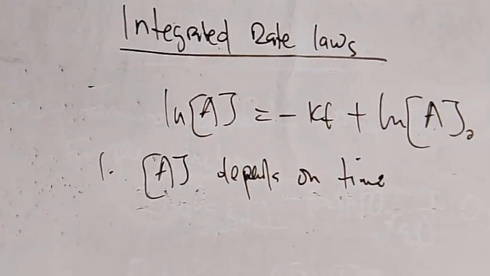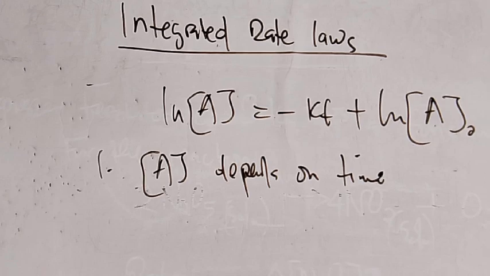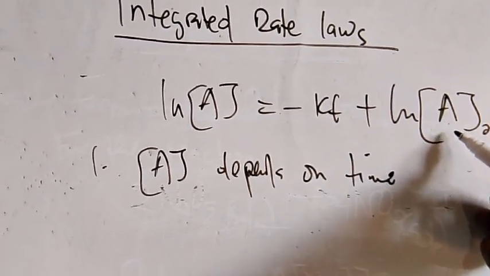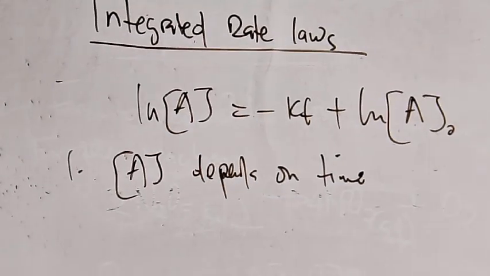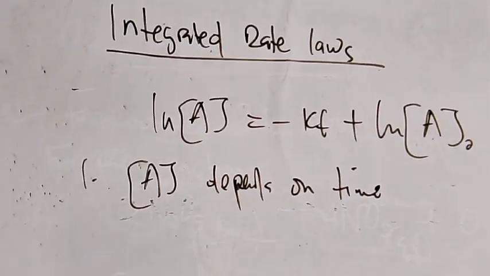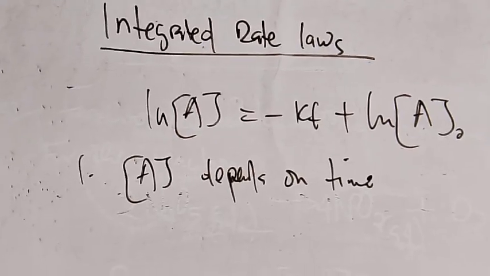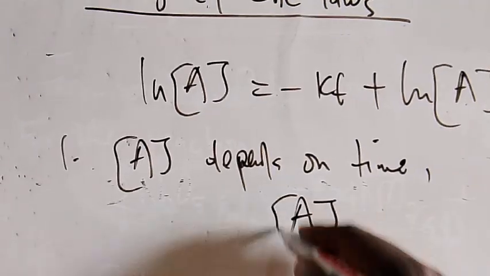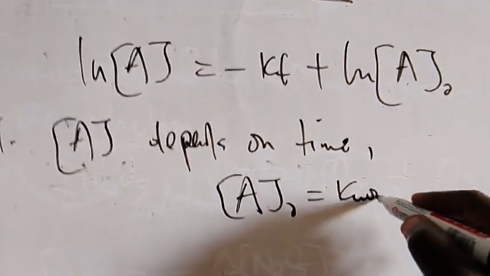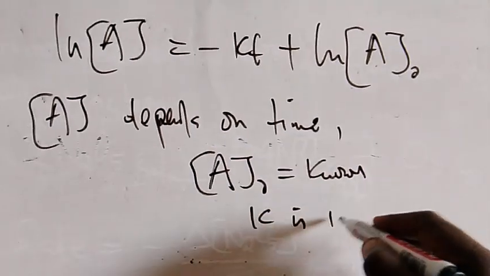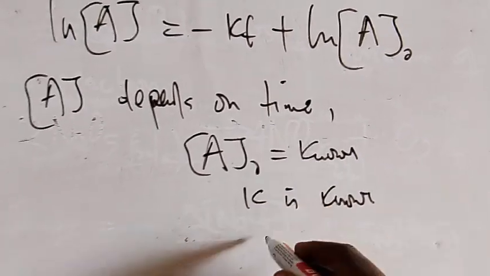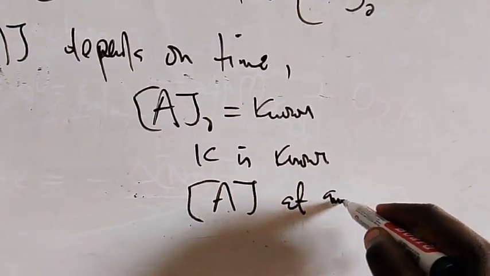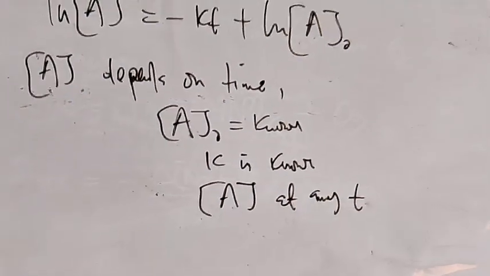So if the initial concentration of A and the rate constant k are known, the concentration of A can be calculated at any time. Once A initial is known and k is known, then we can calculate the concentration of A at any time t.